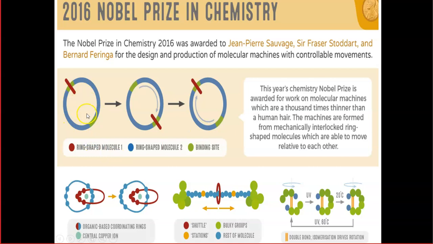You can see ring-shaped molecule 1, ring-shaped molecule 2, and binding sites will be there. The 2016 Nobel Prize was awarded for work on molecular machines which are 1,000 times thinner than a human hair. We have seen the range of nanotechnology dimensions, so the machines will also be in the same range. The machines are formed from mechanically interlocked ring-shaped molecules which are able to move relative to each other. There are organic-based and inorganic-based materials.